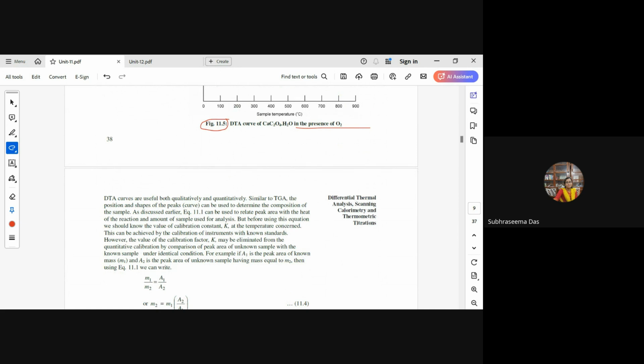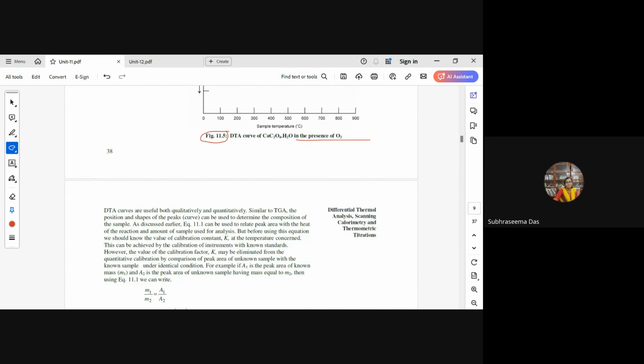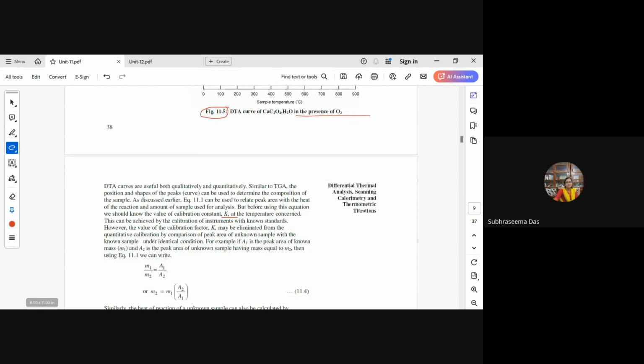Here we can also find the peak area of each endothermic or exothermic peak that we used in equation 1, where the peak area is given as plus or minus delta H m into K, where K is the calibration constant at a particular temperature. Considering all the factors, we can write m1 by m2 is equal to a1 by a2.